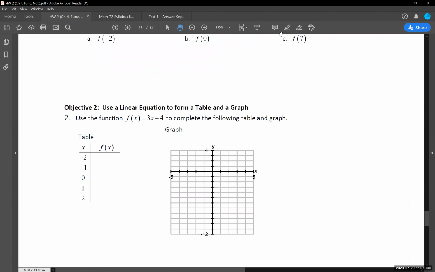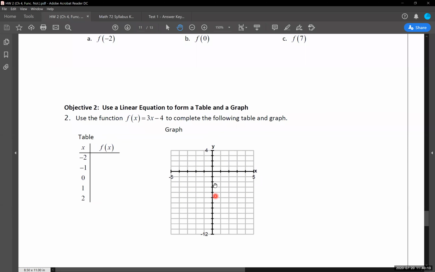Now looking at objective 2, we're told to use the function f of x equal to 3x minus 4 to complete the following table and graph. So we would correctly identify what our input and output variables are. Our inputs are x's, and our outputs are f of x. You could also think of f of x as the same thing as y. They're interchangeable. So the y-axis, or the f of x axis, is our vertical one.